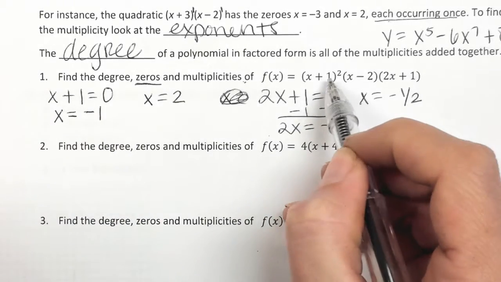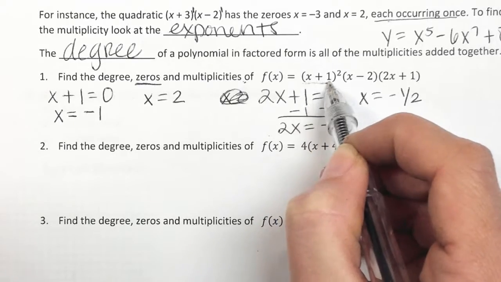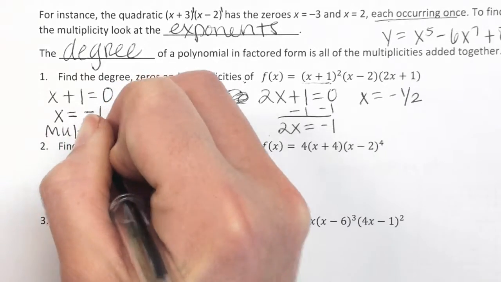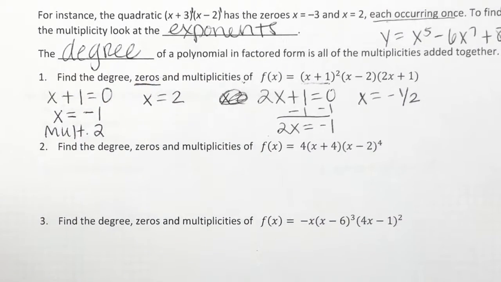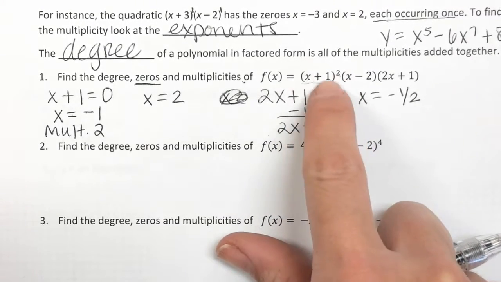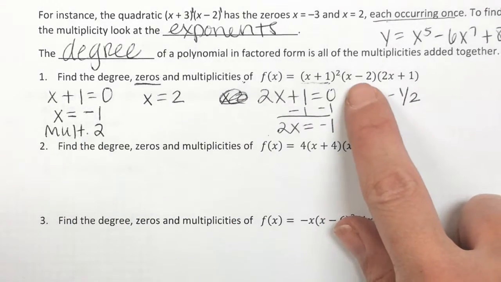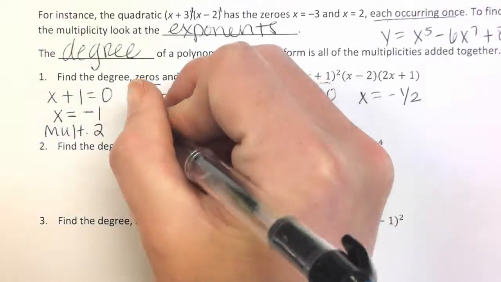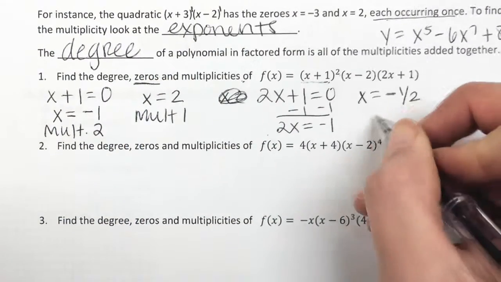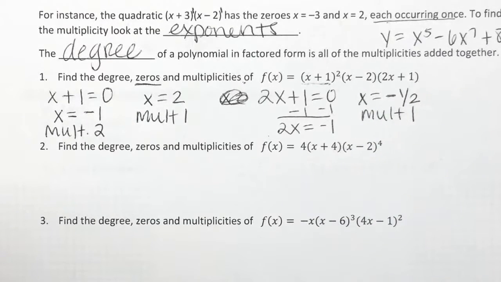So for this binomial x plus 1, what is the multiplicity of it? It's just the exponent. 2. So put mult 2, unless you want to write out multiplicity a bunch of times. So at x equals negative 1, the exponent of this binomial is 2, so it has a multiplicity of 2. What would be the multiplicity of x equals 2? Good. And what would be the multiplicity of x equals negative 1/2? Good. Any questions about that?